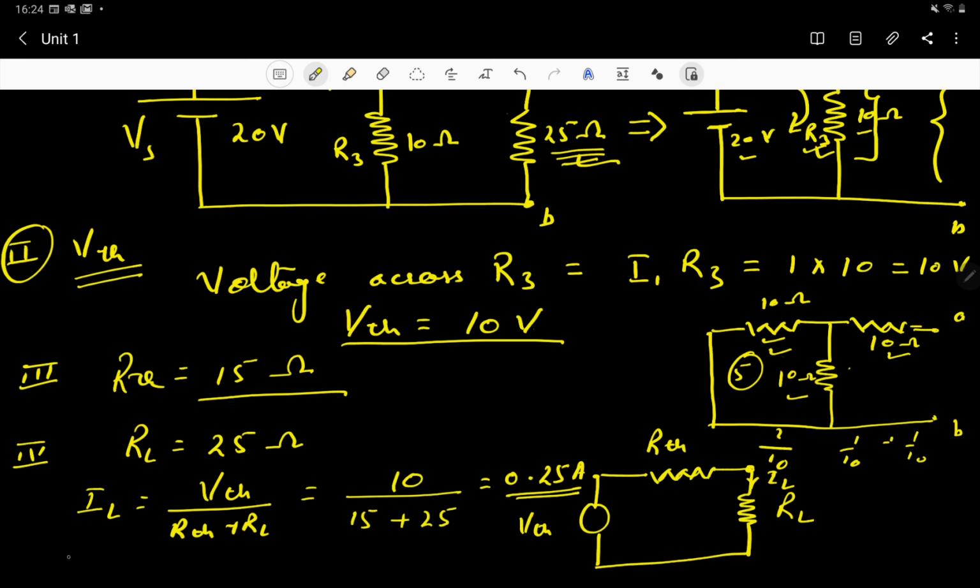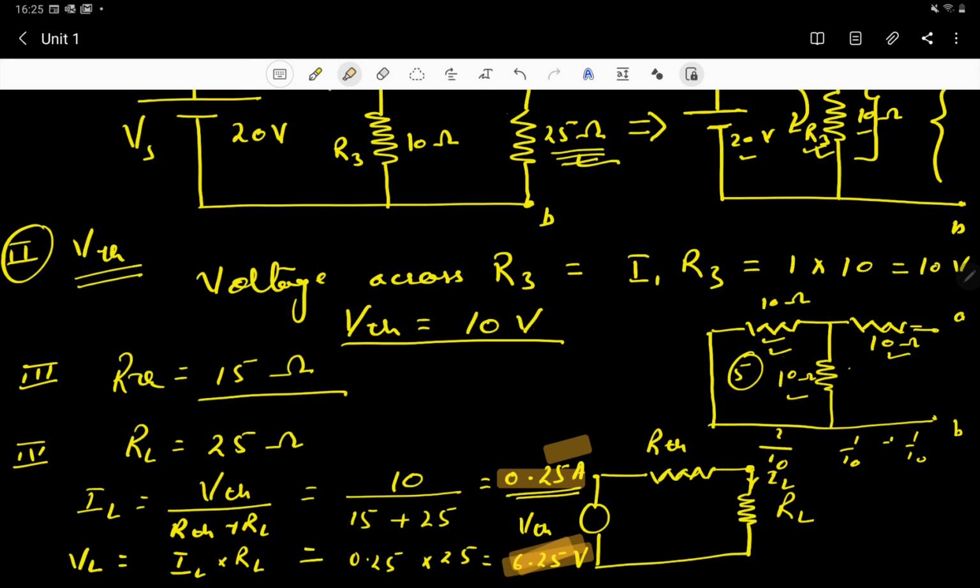And similarly, if you are going to calculate the voltage VL across this, what will VL be? IL into RL. IL is 0.25, into RL, which is 25. This will become 6.25 volts. All right, now from here you can see that this is IL and this is your VL over here.